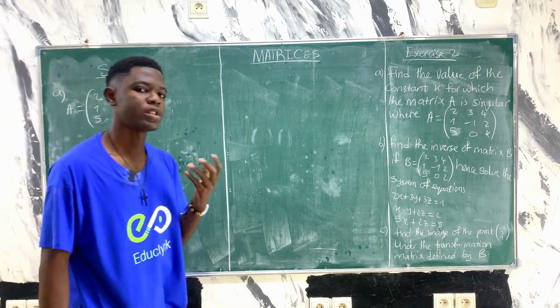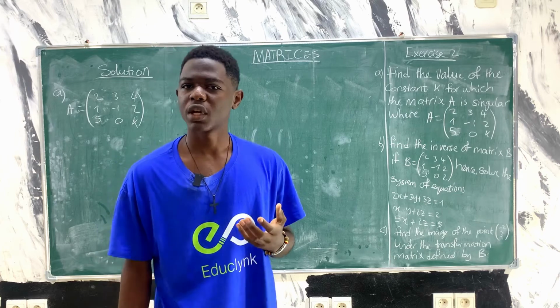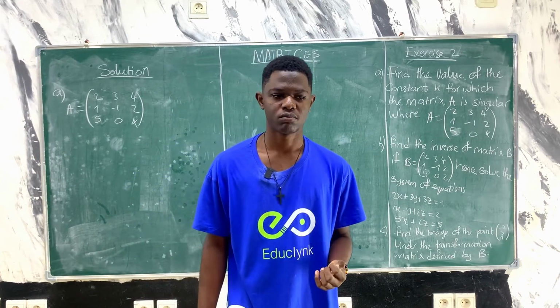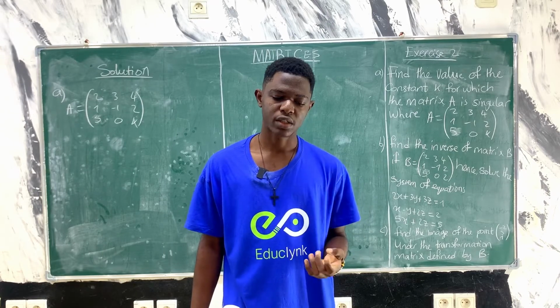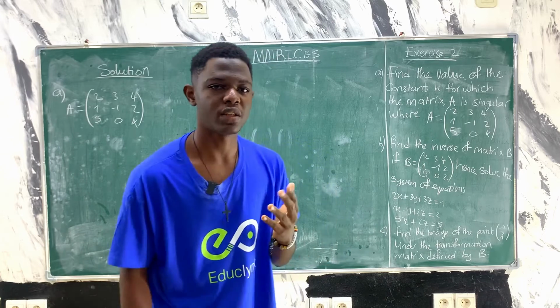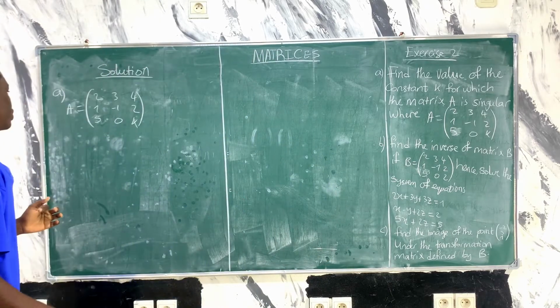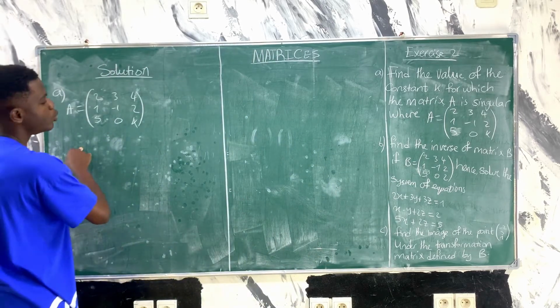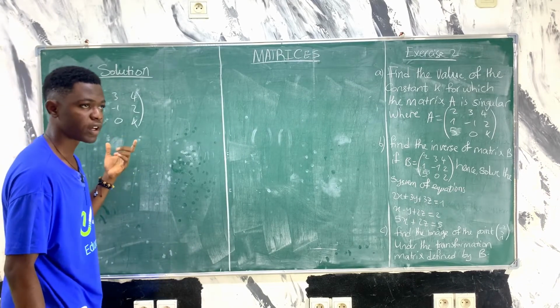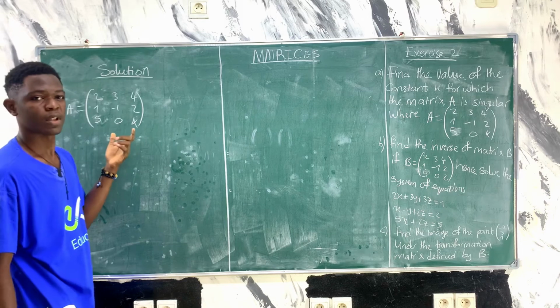You first have to know what a singular matrix is. Determinant is 0. It's either a singular matrix or a non-invertible matrix. It does not have any inverse because the determinant is 0. So we should find the value of k for which the determinant of this matrix will be 0.